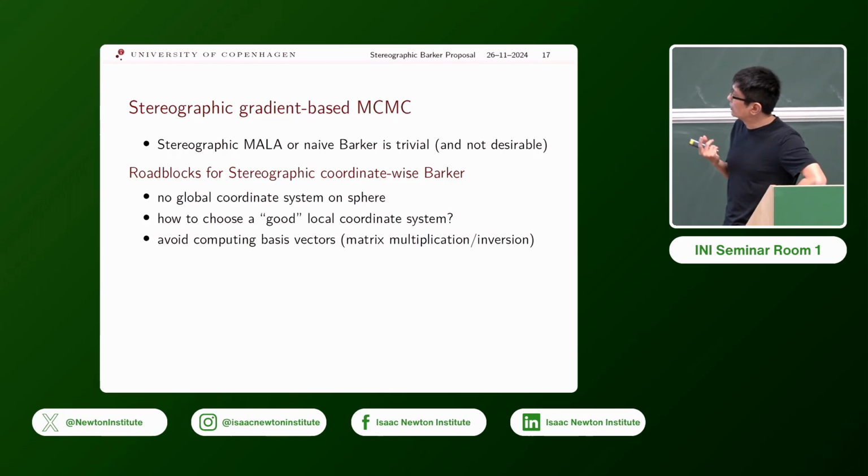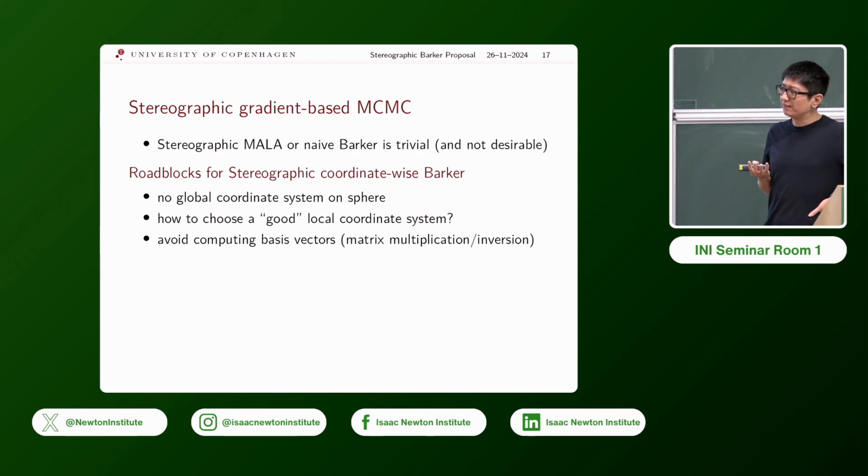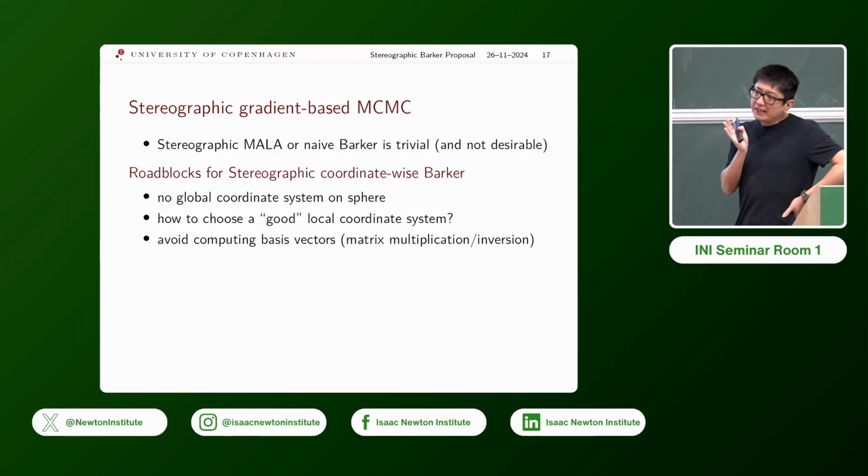Because I don't want to choose a local coordinate system naively. For example, my gradient in my tangent space could be in the direction of the first coordinate, right? So in that sense, my coordinate-wise Barker perhaps just behaves like a stereographic naive Barker.